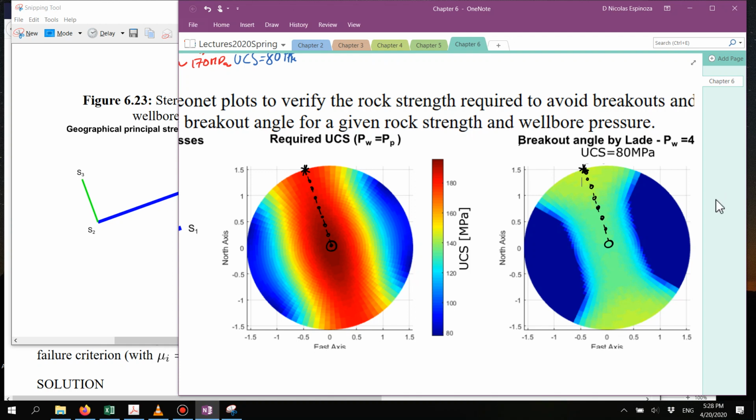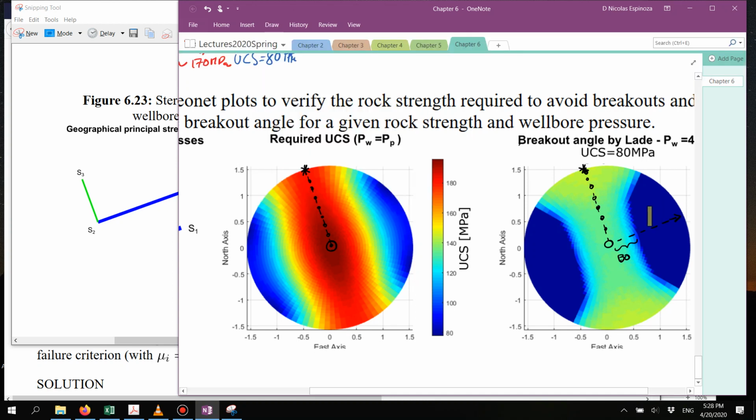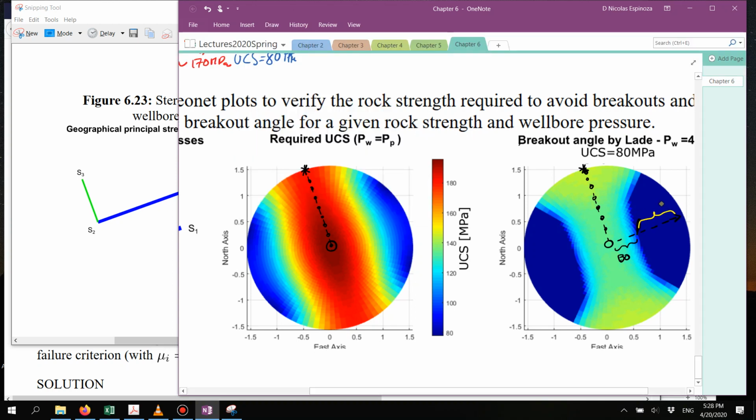Notice something. If, for example, you were to drill a wellbore in this direction, going in the direction of the maximum principal stress, like over here, it would go from having breakouts to not having any breakouts at all as it goes horizontal. So here, it will be no breakouts.